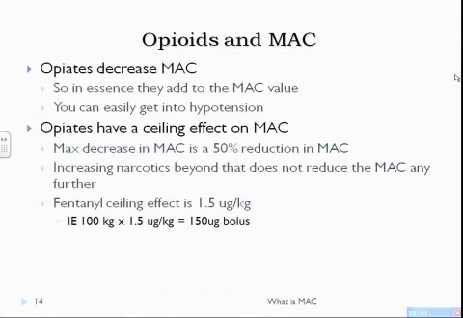Now, one thing that's important about opiates is it does have a ceiling effect when you're using MAC. So once you give a certain amount of opiates, it doesn't help you anymore. Okay? And it kind of makes sense. If you try to put somebody to sleep with just opiates, I don't care how much you give, the person may not be breathing, but they're still awake.